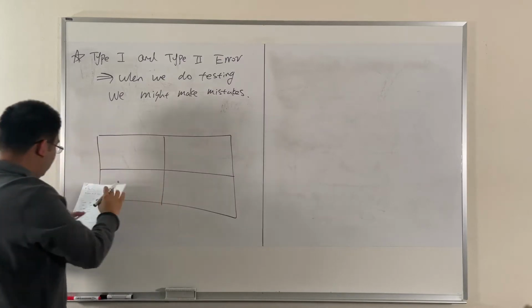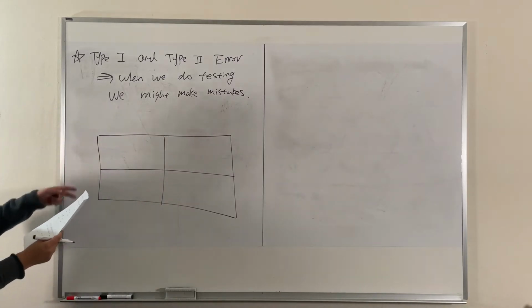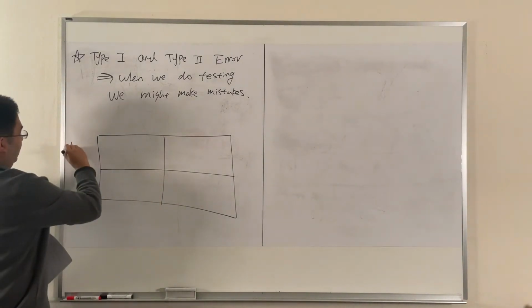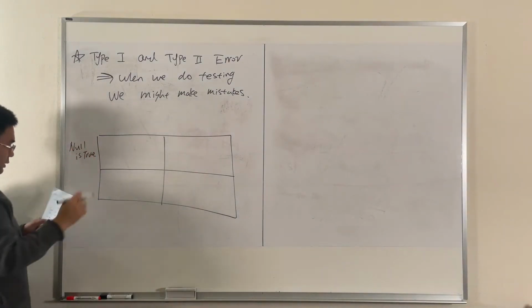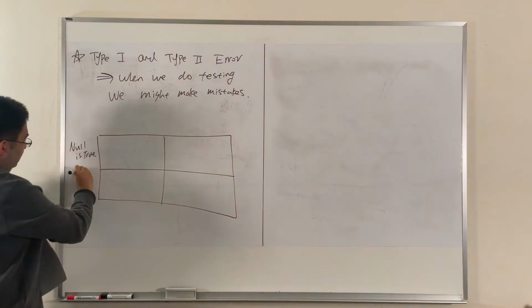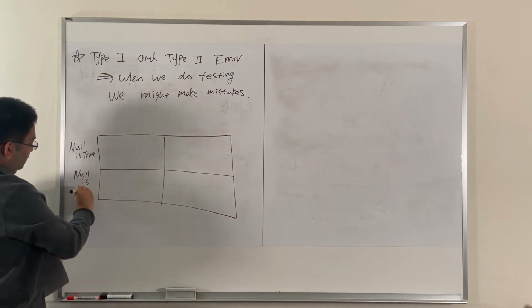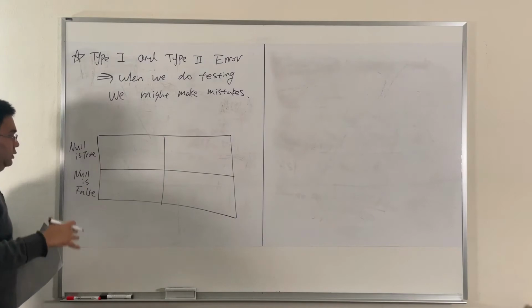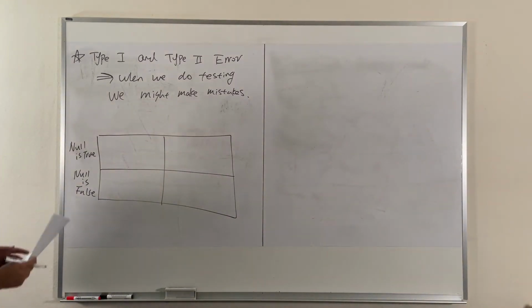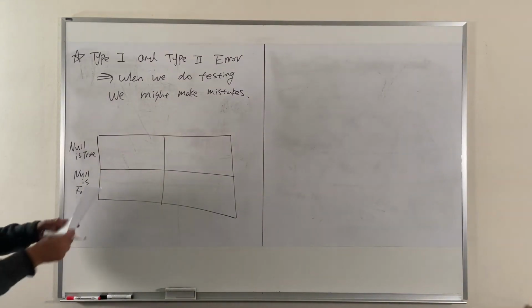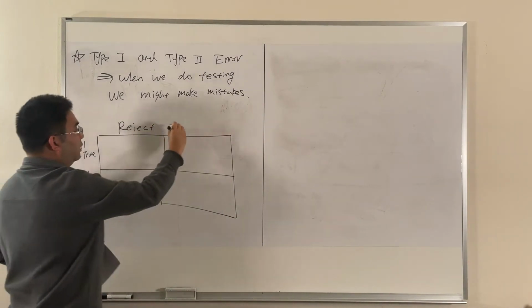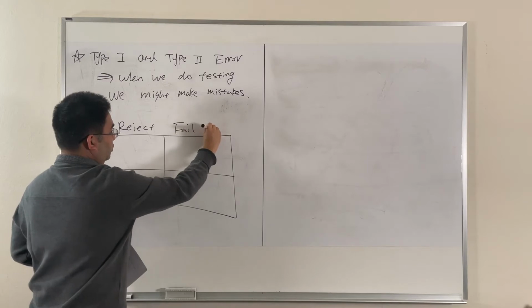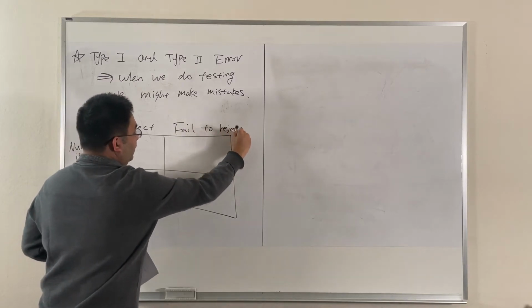Okay, so here there are two possibilities. The first one is the null is true. When I say null, I mean null hypothesis. And the null is false. So there are two possibilities: the null is true and the null is false. And then when you make your decision, you either reject your null hypothesis or fail to reject. Okay, and look at this box.